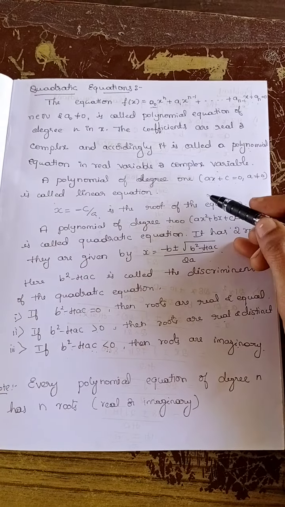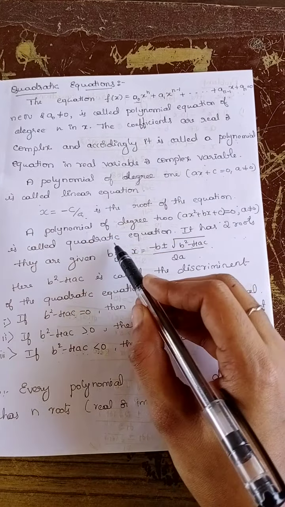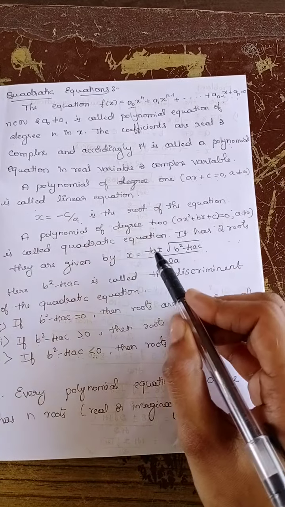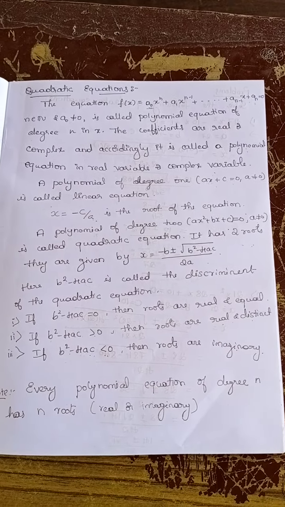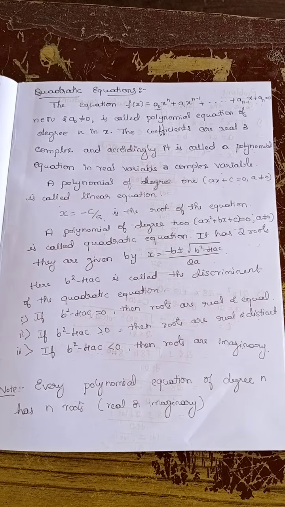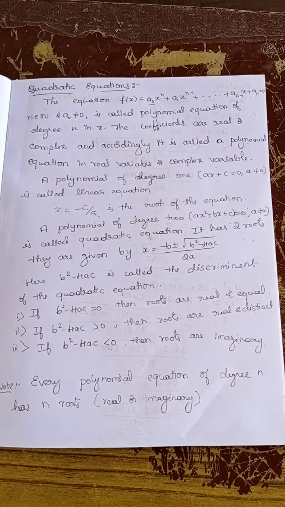Here we see that a polynomial of degree 1 has only one root. A quadratic equation, that is a polynomial of degree 2, has 2 roots. And so on, every polynomial equation of degree n has n roots. They must be real or imaginary.